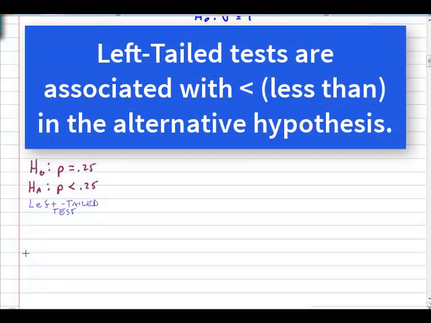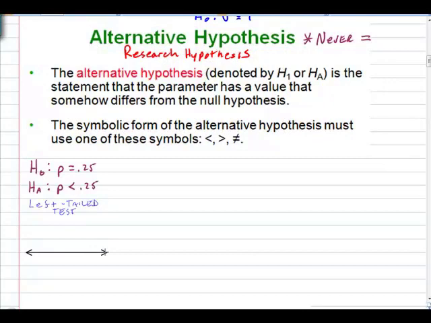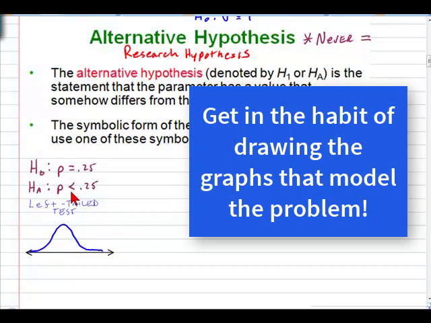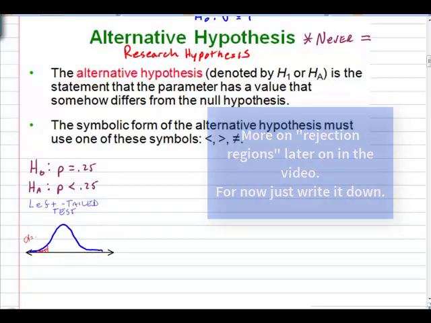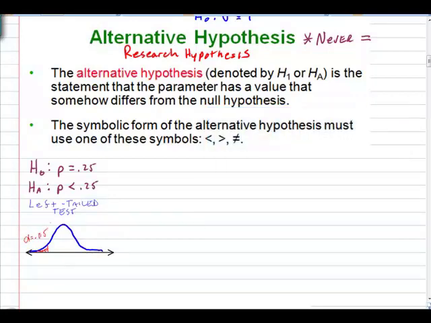And what it would look like is this. If we were to graph the situation, we would have our normal distribution. And since our alternative is claiming that p is less than 0.25, we would end up with our rejection region over here to the left. And if I wanted that rejection region to be 0.05, we would call it alpha, remember that I said that's our significance level of 0.05.